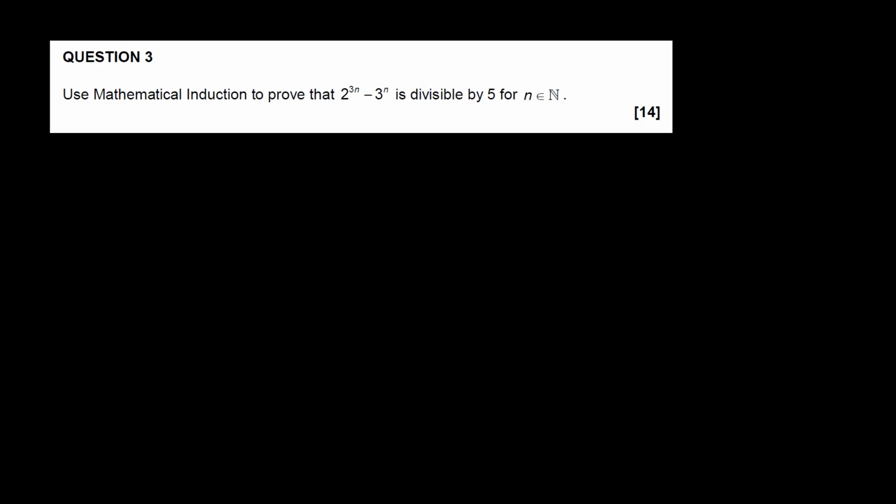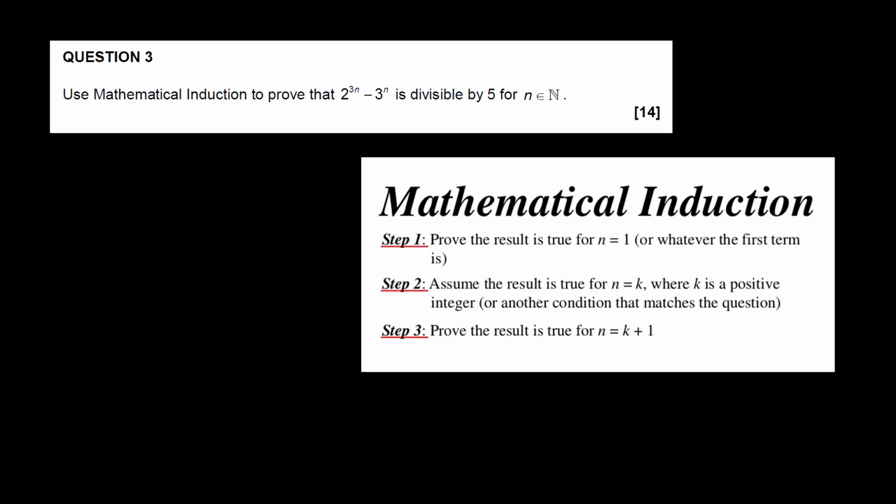Question 3 for 14 marks. Use mathematical induction to prove that 2 to the power of 3n minus 3 to the power of n is divisible by 5 for all n elements of natural numbers. This is either going to get you the easiest 14 marks in AP Maths, or you are going to blow your A star right here.